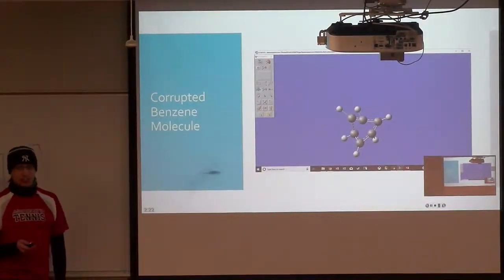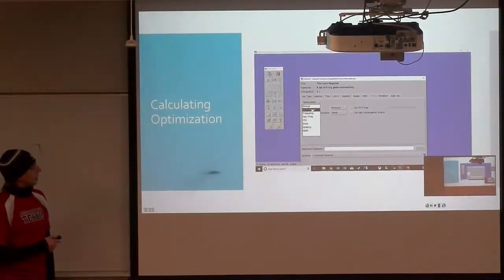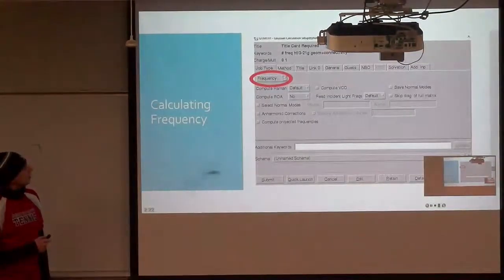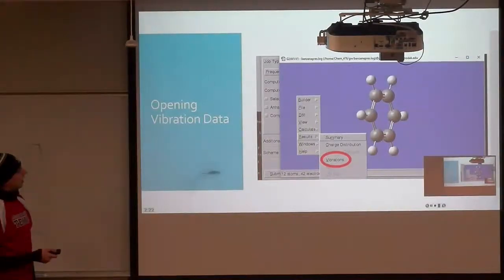Here's my last presentation. I have the corrupted benzene model. I went to optimize it this time, and it's now fixed. Next is frequency, which gives us a few things. Again, you right-click and open up the menu.